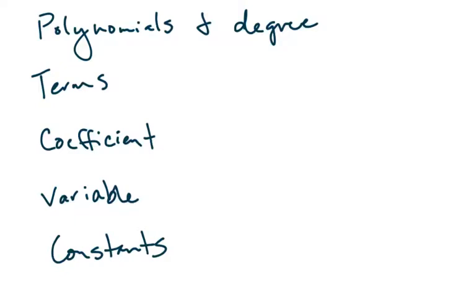Okay, students, I made the combining like terms video, and there was a lot of language in there. So I thought I'd make another video where I just talked about language. We're going to talk about polynomials and degree, terms, coefficient, variable, and constants.